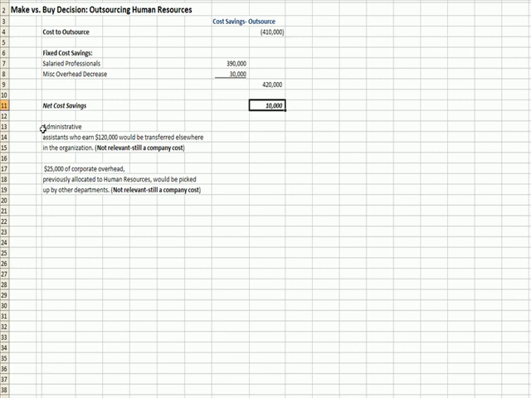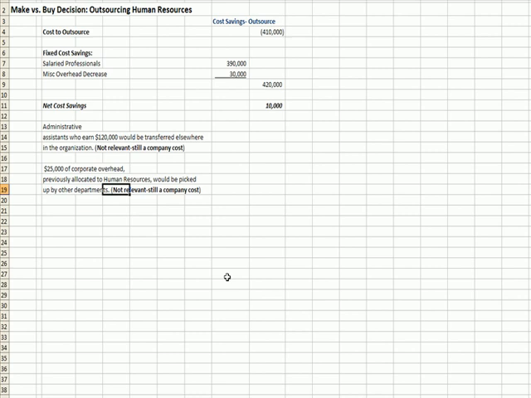There are two costs below here that will continue but are not relevant to your decision. So we have some administrative assistants who earn a total of $120,000. Well, they can be used elsewhere in the organization. That's still a company cost, so it's not relevant. It doesn't change. We have some corporate overhead that used to be allocated to human resources but would be picked up by other departments. Not relevant, still a company cost.